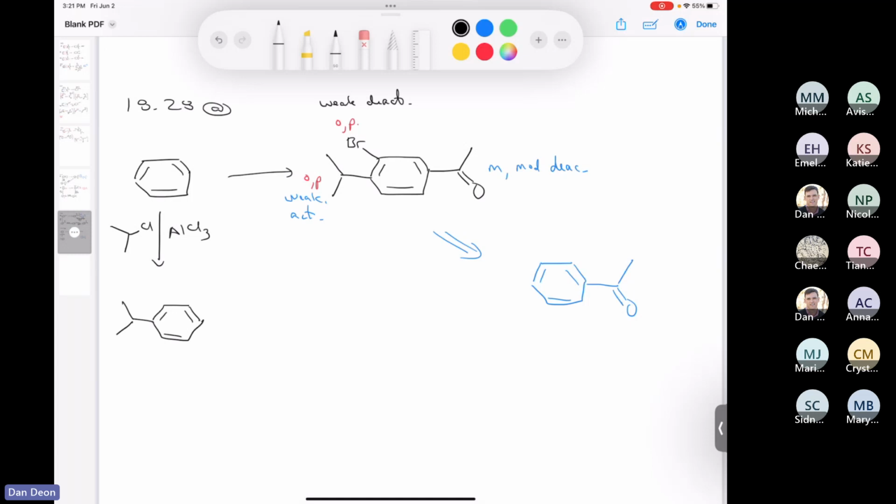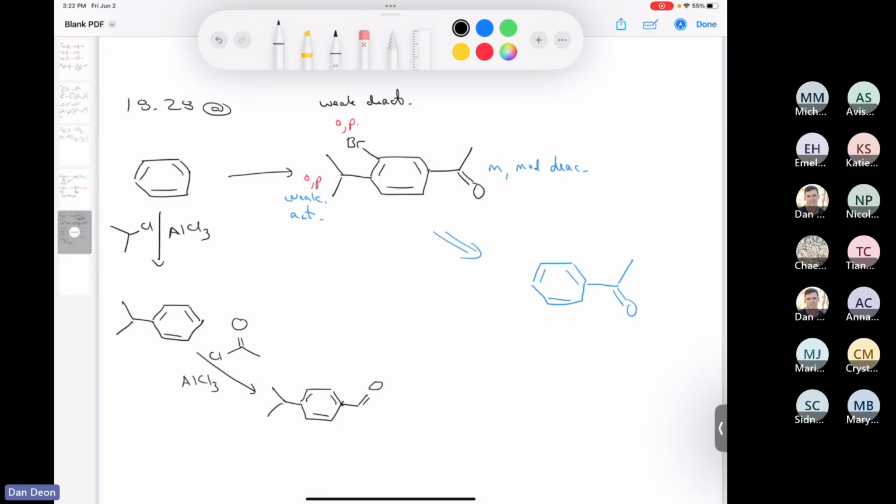Then since this is going to direct to the ortho and the para positions, we're going to want to put the moderate deactivator in second, because if we put that in, then both groups would direct to this position. So we're going to do our Friedel-Crafts acylation. We're going to use this compound, the analogous acyl halide, with aluminum chloride as our Lewis acid. It's not very pretty, kind of an ugly ring, but whatever.